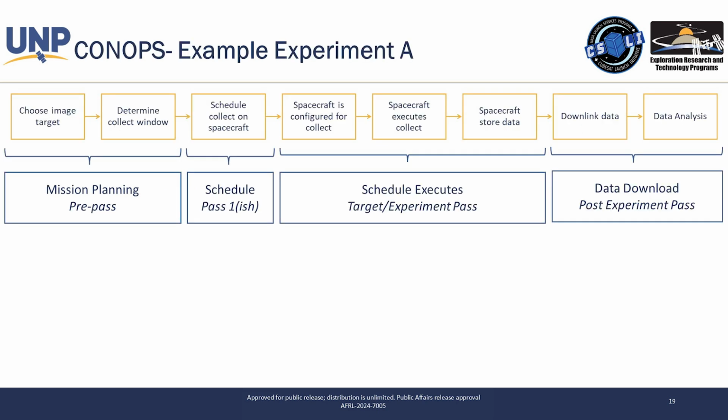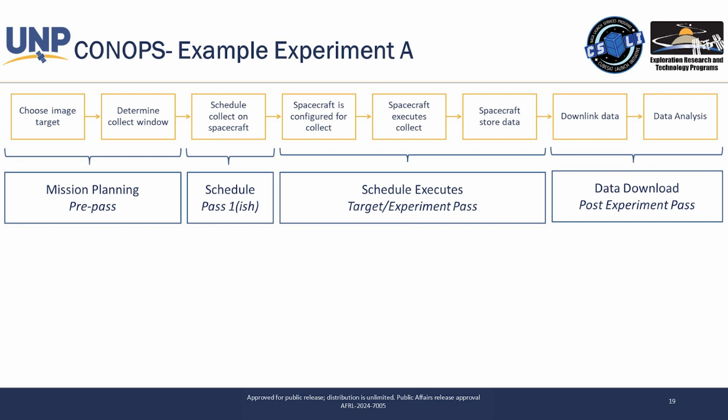Looking at this on a pass by pass basis here for our example experiment, choosing image targets and determining the collect window, that's going to be happening before you make contact with the vehicle for this experiment window. This really is the mission planning phase. You are planning out your mission. Then during the pass itself, that's where you're scheduling the collect on board.